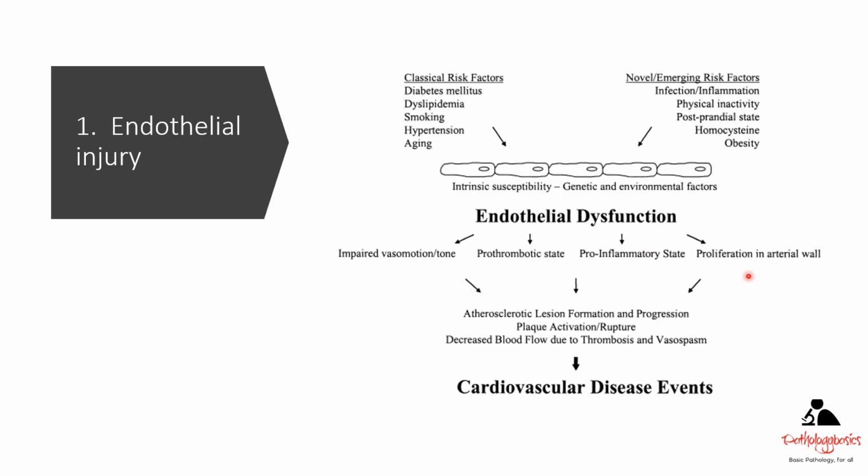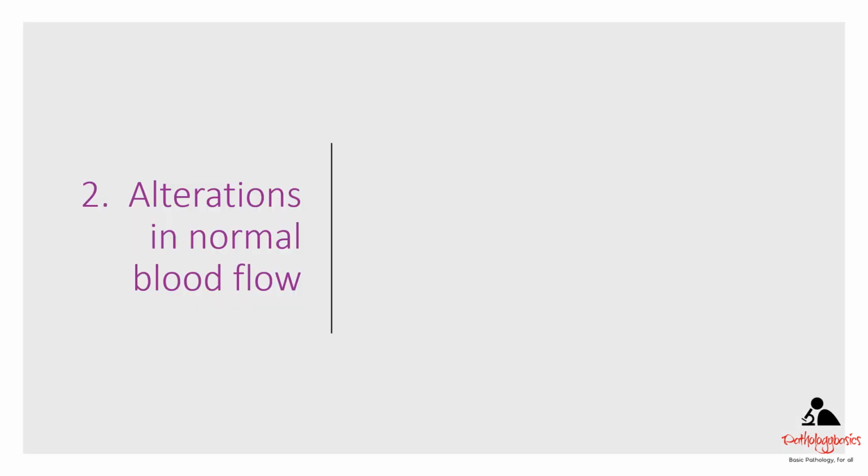Let's see endothelial injury first. Now, endothelial dysfunction can happen because of either an intrinsic susceptibility or some environmental factors. So, the risk factors for endothelial injury include diabetes, dyslipidemia, smoking, hypertension, aging, infection, inflammation, homocysteine, obesity. All these can cause an endothelial dysfunction. Now, endothelial dysfunction can cause atherosclerotic lesion formation and progression and ultimately cardiovascular disease events. So, endothelium is very important to prevent thrombosis, and endothelial dysfunction can lead to thrombosis.